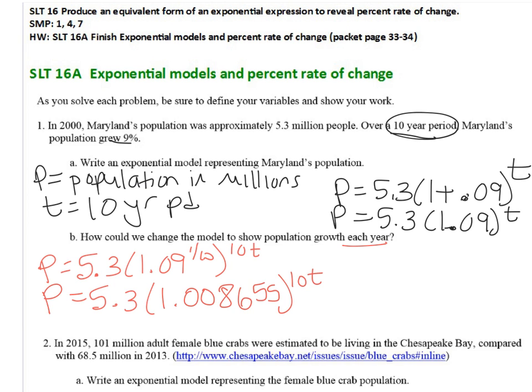So if I look at the percent, I'm going to take this value and move my decimal 2 places. So that is 0.866% each year.